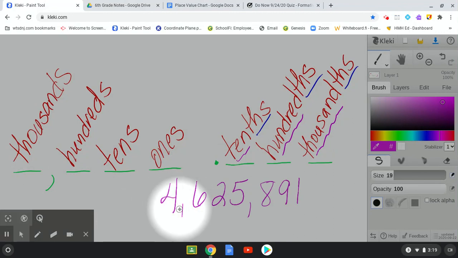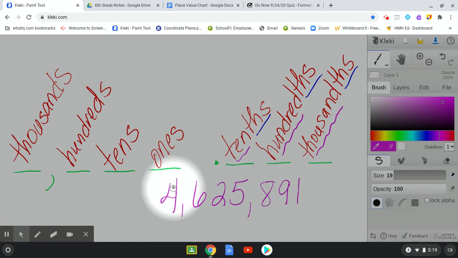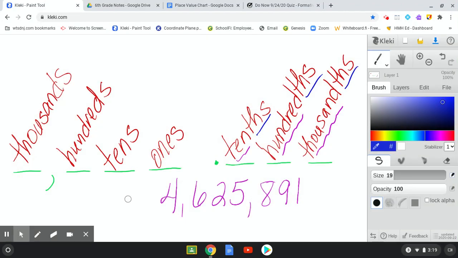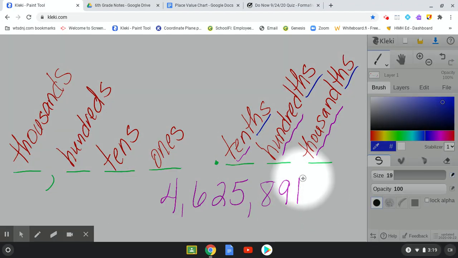Okay, so I have this number here, 4 million. So when I say a number, whenever I see a comma, that's where the place value word comes in. So 4,625,891. Now I want to round to the hundreds place. So hundreds place, ones, tens, hundreds.